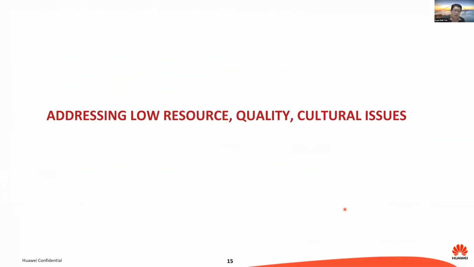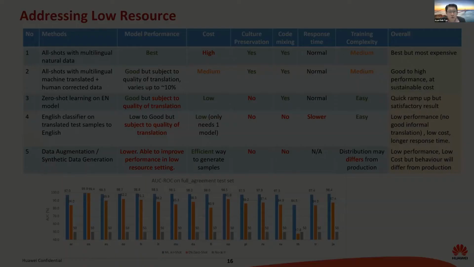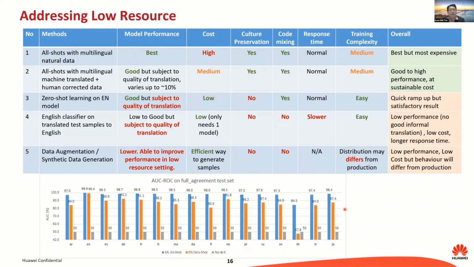Now, looking into the next part, how do we address the low resource problems like quality and cultural issues. As I mentioned before, the nature of the data that we are facing is essentially low resource, in the range of 100 times or even 1,000 times less compared to normal data. So we're looking at the best and most cost-effective way to build the classifier with good performance.